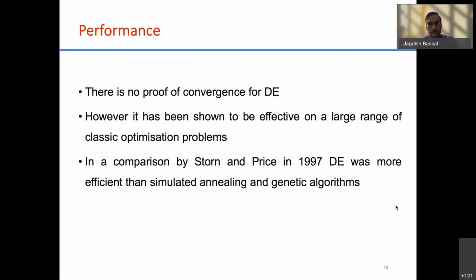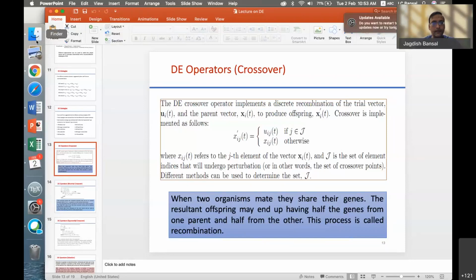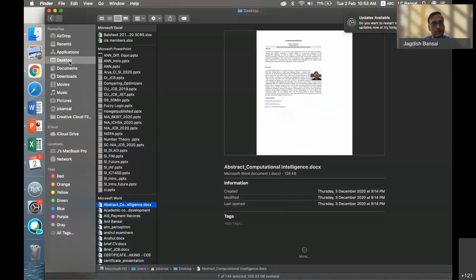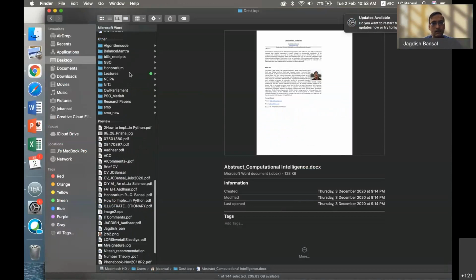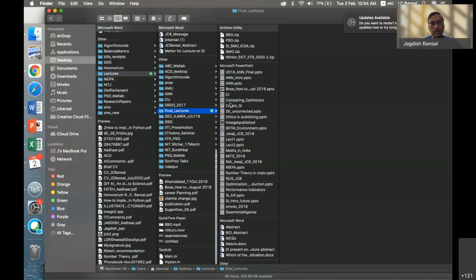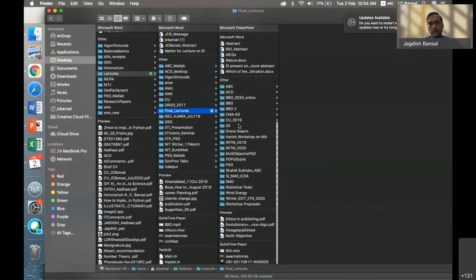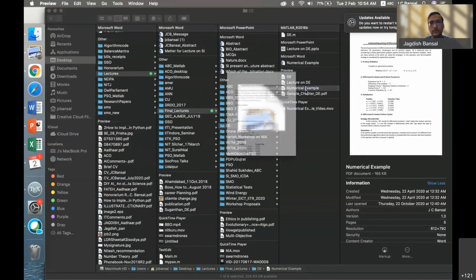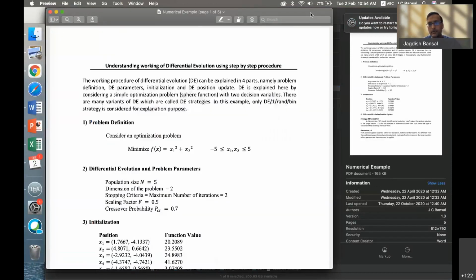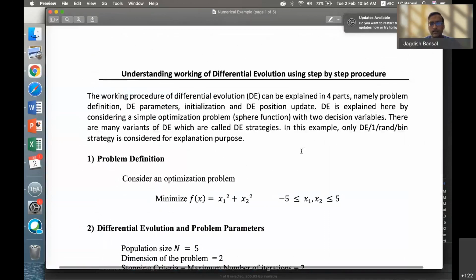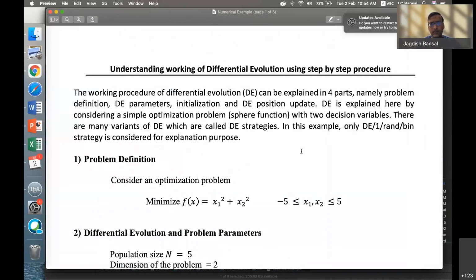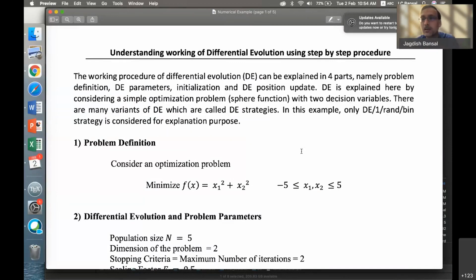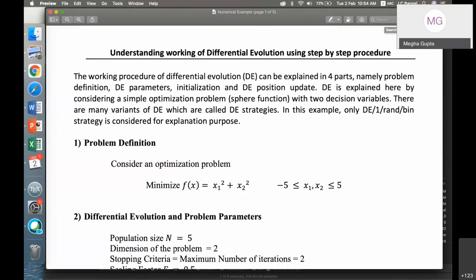Okay, so let me now come to the numerical example of this DE algorithm. I will explain this algorithm using this numerical example. Is my PDF visible? Can anybody please confirm? KP sir, can you please confirm? Yes, sir, it's visible. Okay, thank you so much.